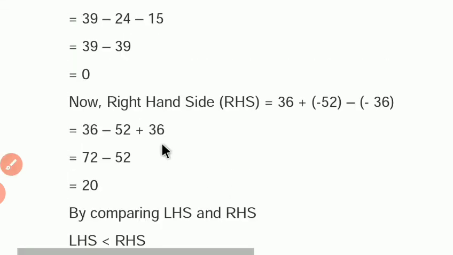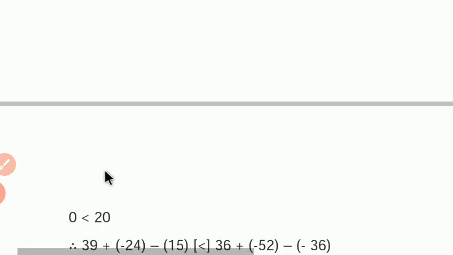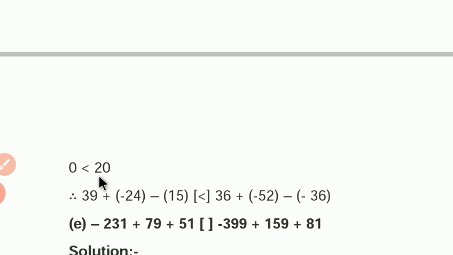Now the next step is to compare the values. So the left hand side is 0 and the right hand side is 20. So 0 is less than 20. So 39 plus minus 24 minus 15 is less than 36 plus minus 52 minus minus 36.